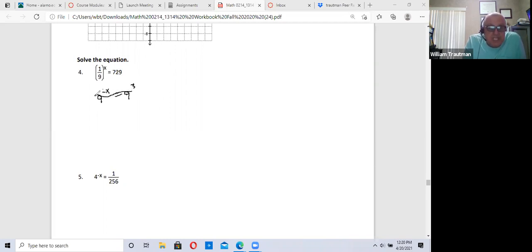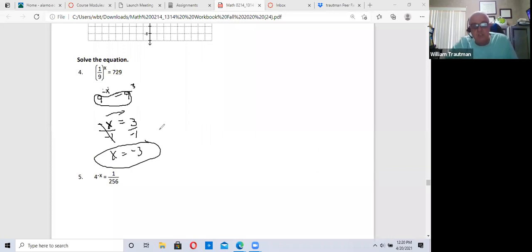Since the bases equal each other, then the tops equal each other: negative x equals 3. I need to get the x to the other side by dividing by a -1. And x equals -3. That's the answer to 4. And you can try it. Put a -3 in here with parentheses, and you'll see you'll get 729.